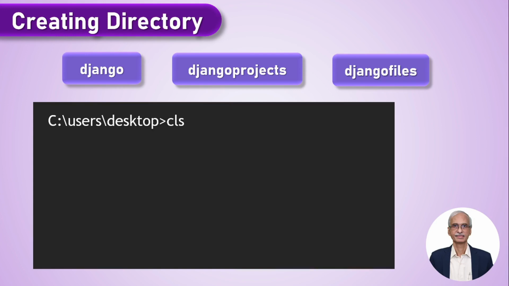The cls command clears the prompt screen in the desktop directory. We are on the desktop directory and we are clearing. The next command is make directory or mkdir. It is used to create a new directory. In this case, we are creating a Django directory.